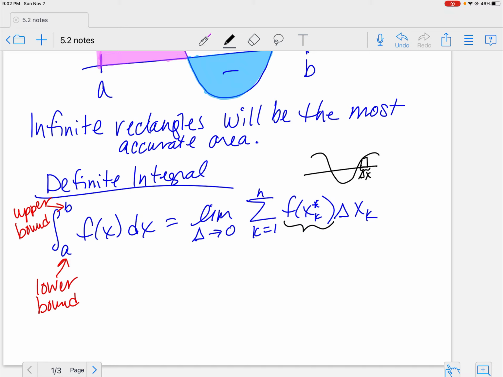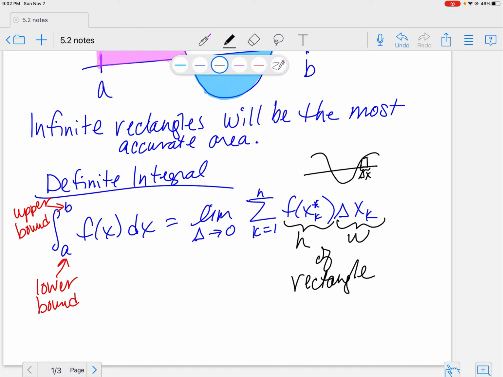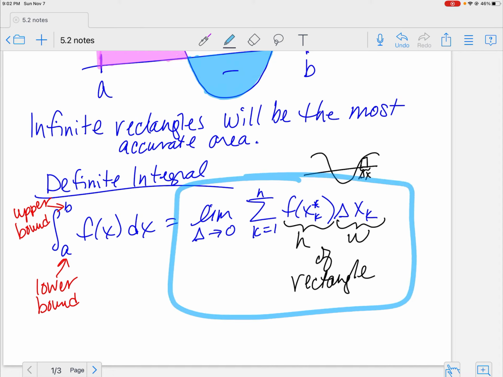All right, so that's the concept. This is still my height, and this is still my width of that rectangle. I'm just saying my width of the rectangle is getting infinitely smaller. So we are going to use this concept, this formula, in order to rewrite our integrals. That's all we're going to do. Okay, check this out.